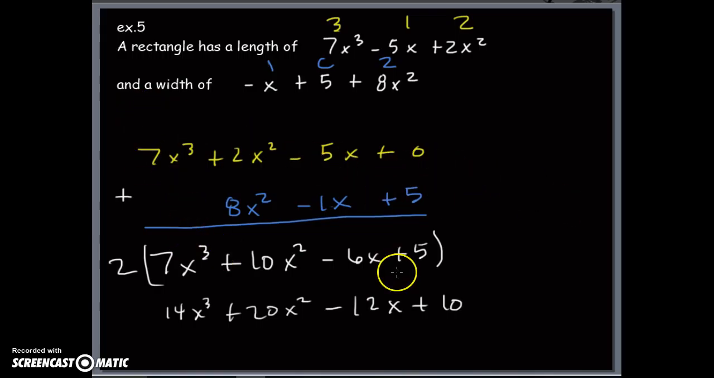So today, hopefully not too difficult, just making sure that you're adding up your like terms for the length and the width, and then once you've added up your like terms, making sure that you double it before you go ahead and type in your answer for the perimeter.